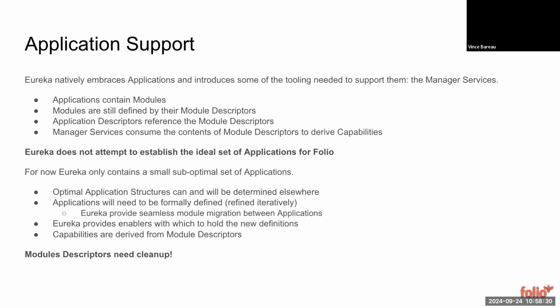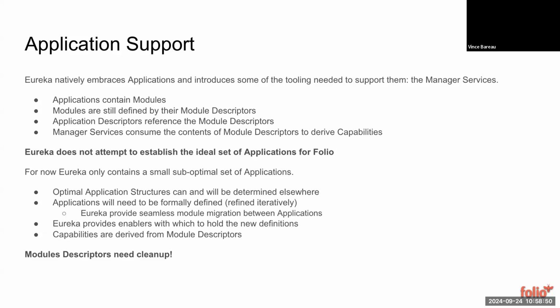Okay, so application support. As I mentioned, with Eureka we have introduced mechanisms to manage the concept of an application as opposed to just the module. So it's the next level up. Modules are what we're familiar with right now in Folio. You deploy a bunch of modules, and to a large extent, Folio is nothing but a big bag of modules. So it'd be great to organize them in a better hierarchy so we can say, I want to deploy the inventory application here. So how do I do that?